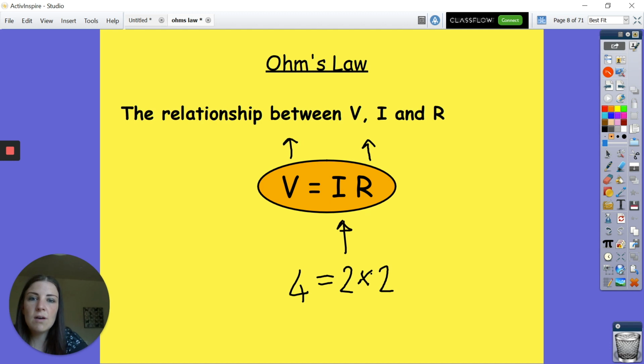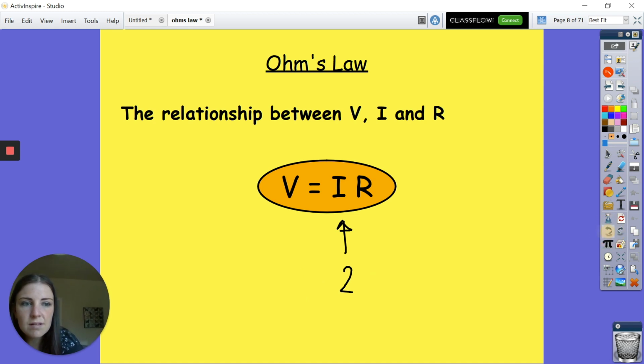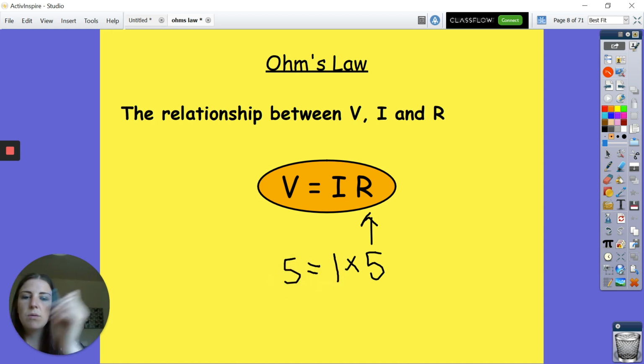So I say these two values are directly proportional, which is a phrase I'm sure you've come across in maths as well. Okay, so next scenario, let's keep the resistance constant. Just pick a different number for fun. So let's say that you have a fixed resistor of 5 ohms. If we want a current of 1 amp, we'd get that with a voltage of 5 volts.